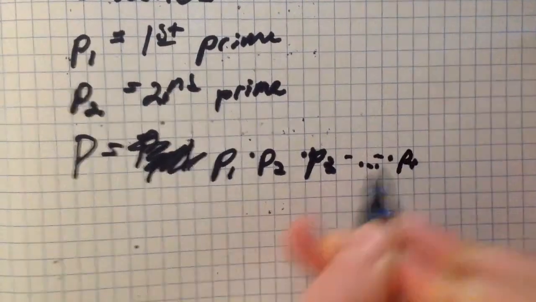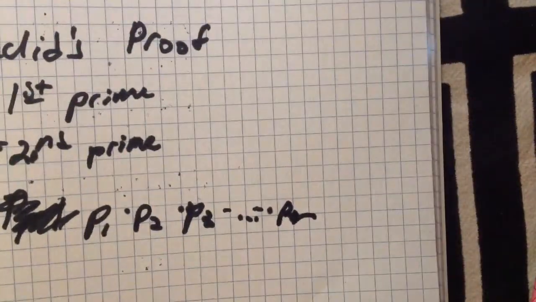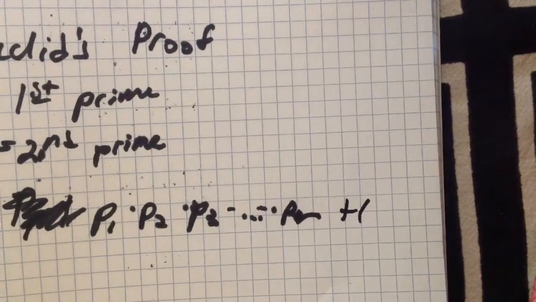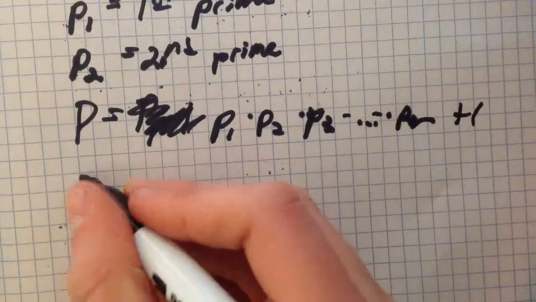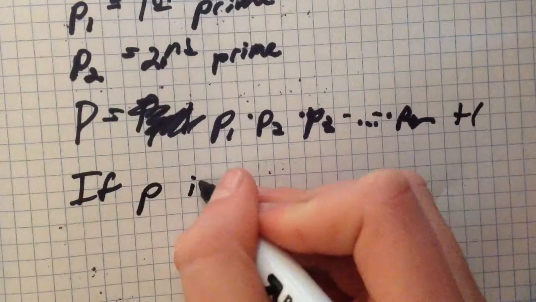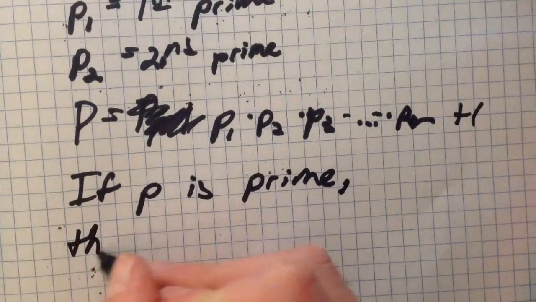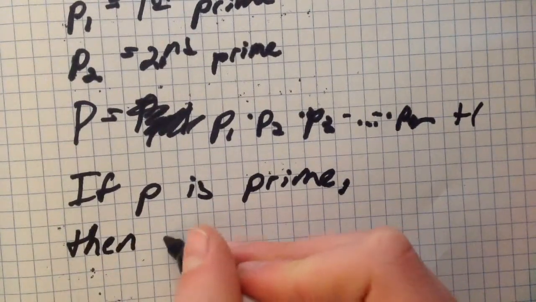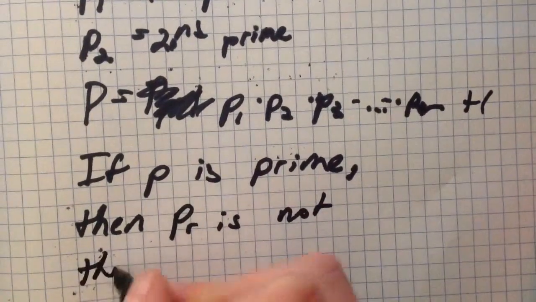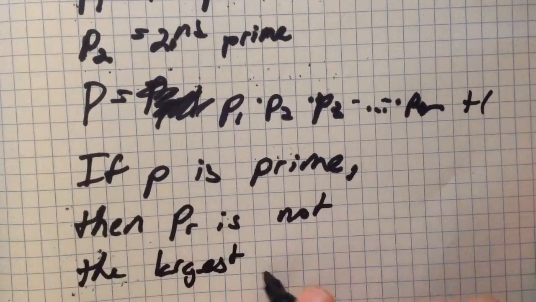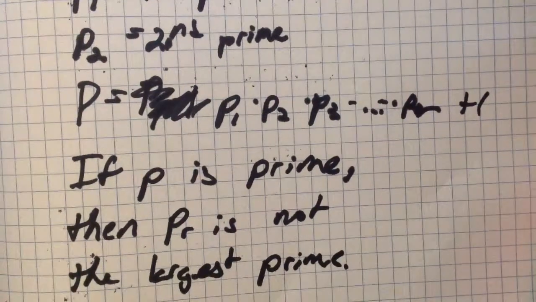So we can write this formula, and P would have to be an integer because it's many integers multiplied by each other, and then you add 1. So that's the logic behind it. If capital P is prime, then we don't have a problem. That means that it's larger than p sub r, which means for every p sub r, there'll be a larger prime. It gets more complicated, however, when capital P is not prime.